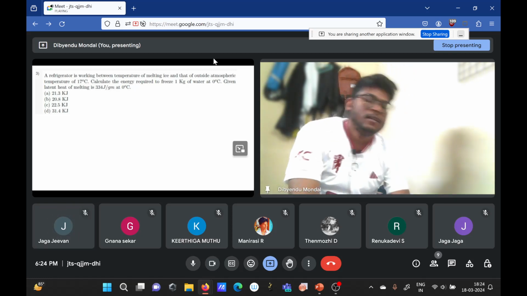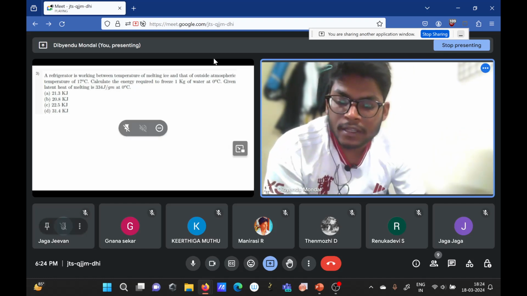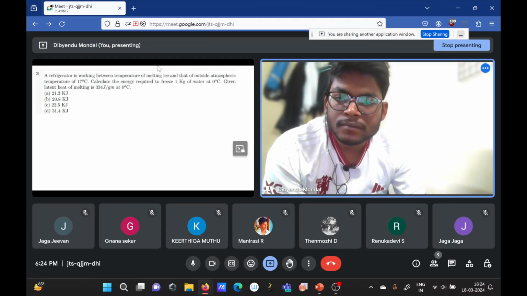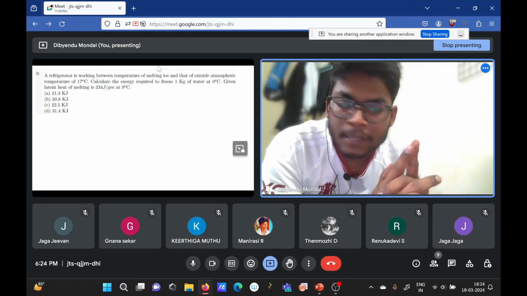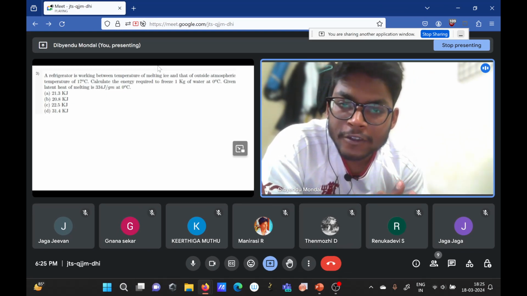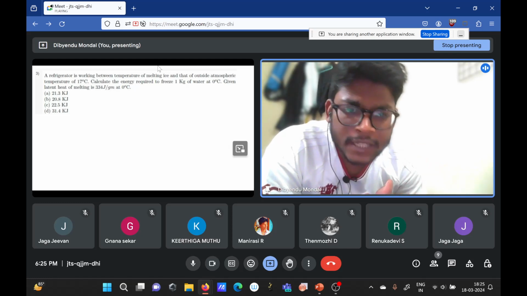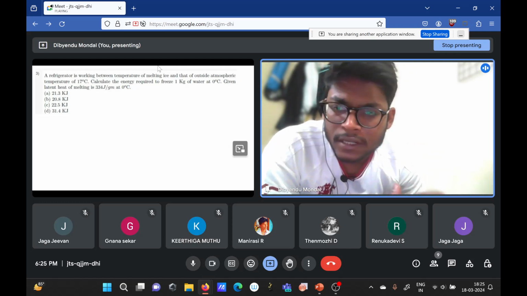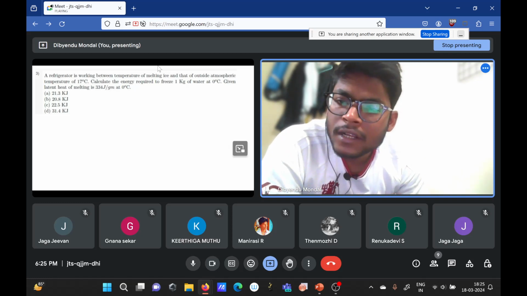Yeah, exactly. Precisely. As Jagajivan rightly said, melting ice is 0 degree centigrade. So we got to know the first temperature, and the second temperature is that of the outside atmosphere, 17 degrees centigrade. That is expected, right? For a refrigerator, the internal temperature is less compared to the outside temperature. That is the purpose of refrigeration, right?